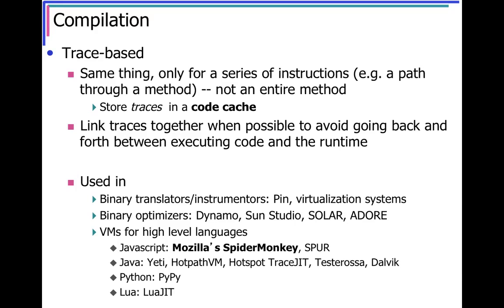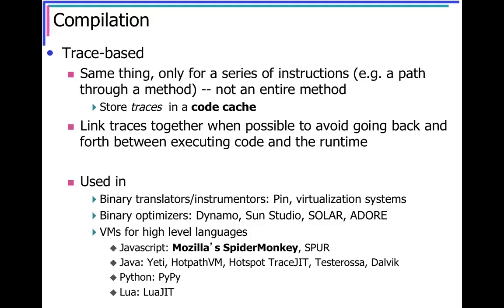One thing we haven't discussed yet is trace-based compilation, and this is the idea of compiling at runtime, but instead of compiling an entire method at once, we're only going to compile portions of methods at once. In particular, we're only going to compile paths that we think are most likely to execute through a method. A path through a method is sometimes called a trace; in the paper we discuss today, it's called a trace. We're going to store traces, paths through methods that we compile, in a code cache.